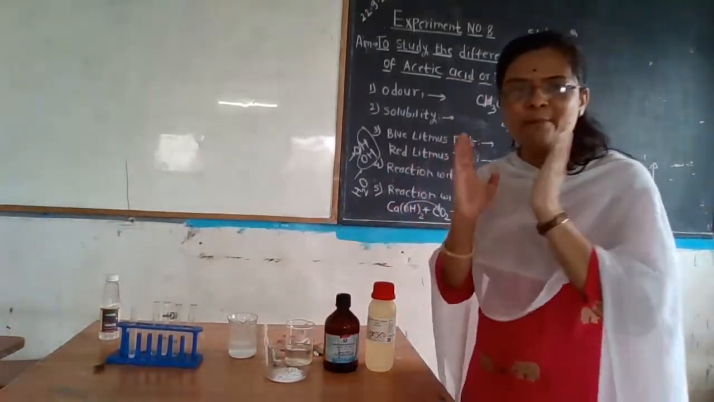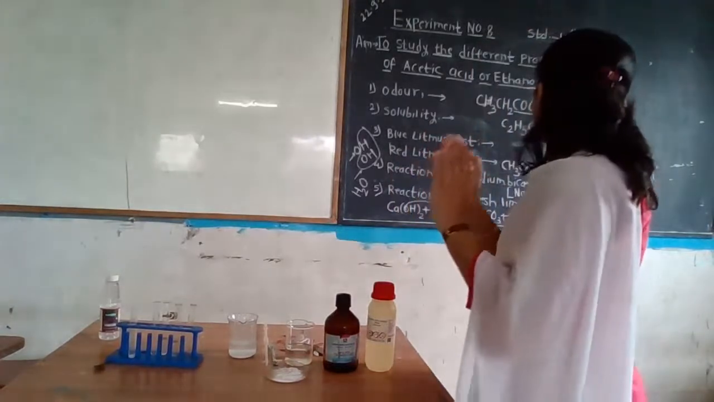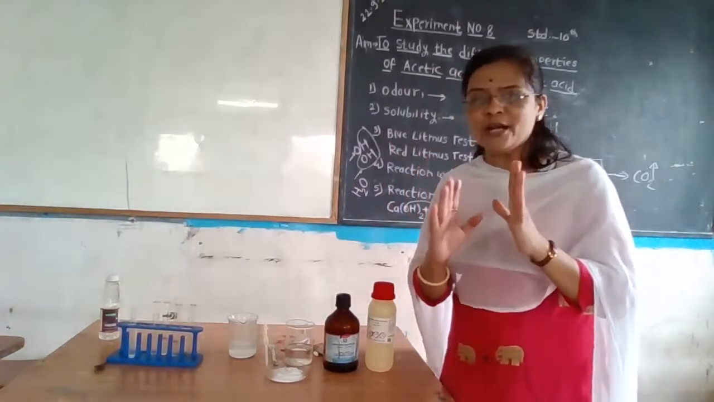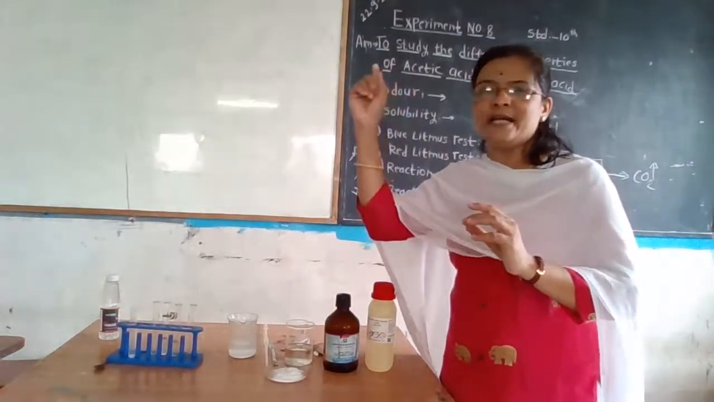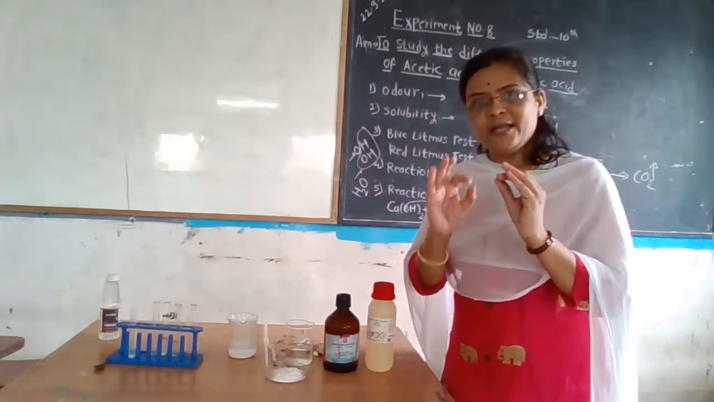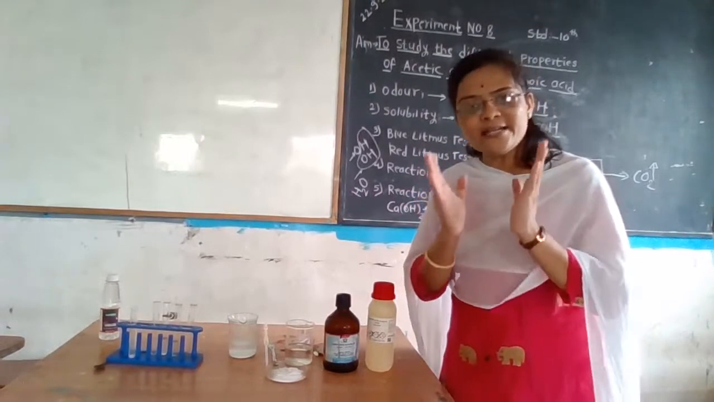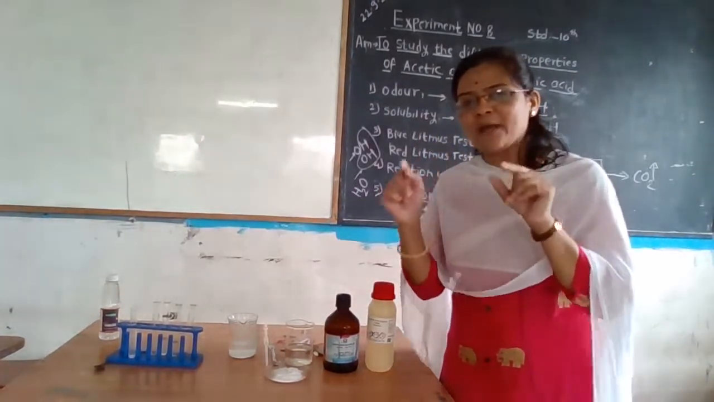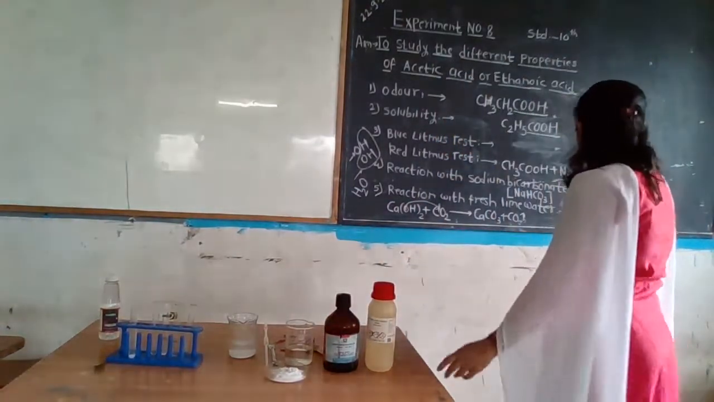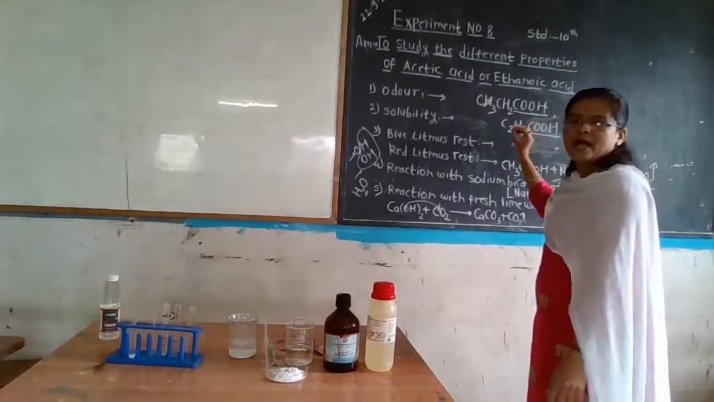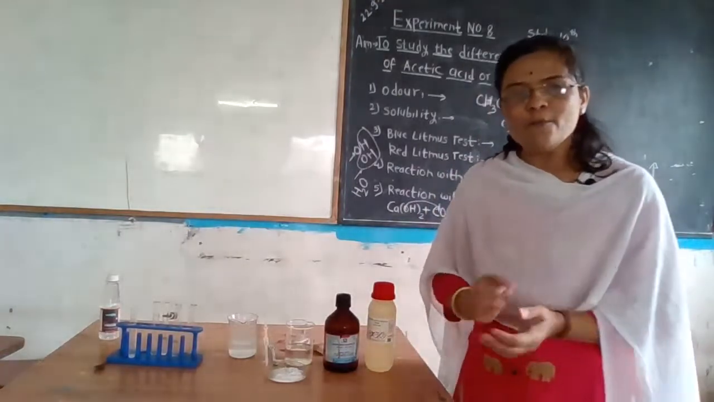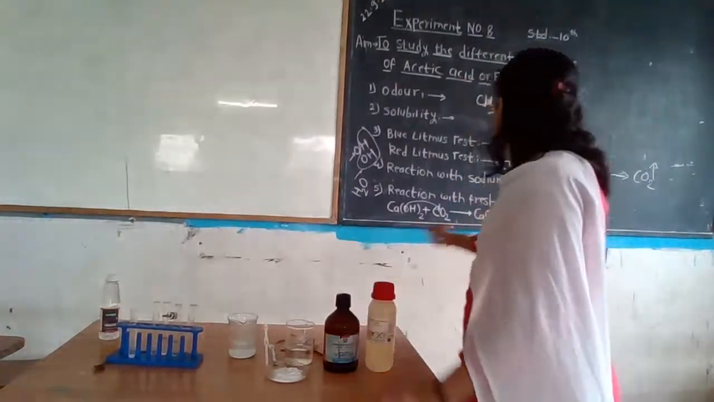Students, remember the memory enhancement trick. Whenever there is a carbonate in a chemical reaction, in a reactant, definitely carbon dioxide is evolved from that carbonate group. See, sodium bicarbonate, this is the carbonate group, and whenever there is a carbonate, carbon dioxide is evolved from the chemical reaction.